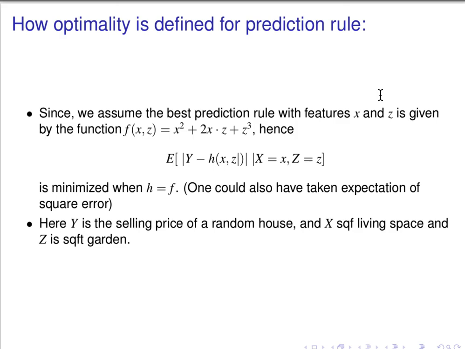So that's the beauty of linear regression, that it even works when the best prediction rule is not at all linear. By best prediction function, we mean that it would minimize the risk. So here the long-term average, that's the expectation, of price, which is denoted by y, minus h of xz. So h of xz can be any complicated function of xz. If this is minimized by f, that is the best prediction rule. Here x is the square foot living space and z is the square foot of the garden, and y is the selling price of a future random house.